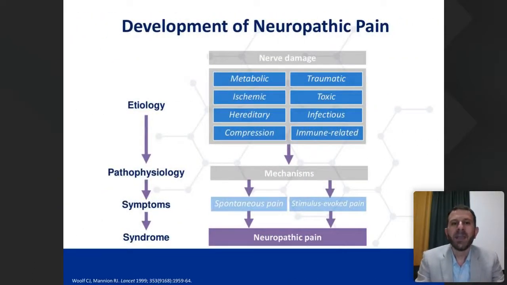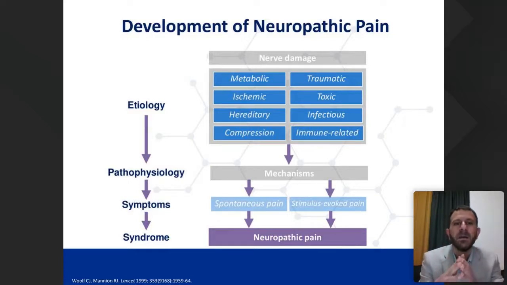So when we look at pain, first of all, you have the nerve damage. The etiology can be different. You can have a metabolic cause, such as low vitamins or diabetes, ischemic, or hereditary disorders such as Fabry's, which can cause these types of pains. You can have compression neuropathies from carpal tunnel or ulnar neuropathies. It can be post-traumatic or a result of toxins such as alcohol. Infections, HIV is very well known to cause this type of pain, or it can be immune related.